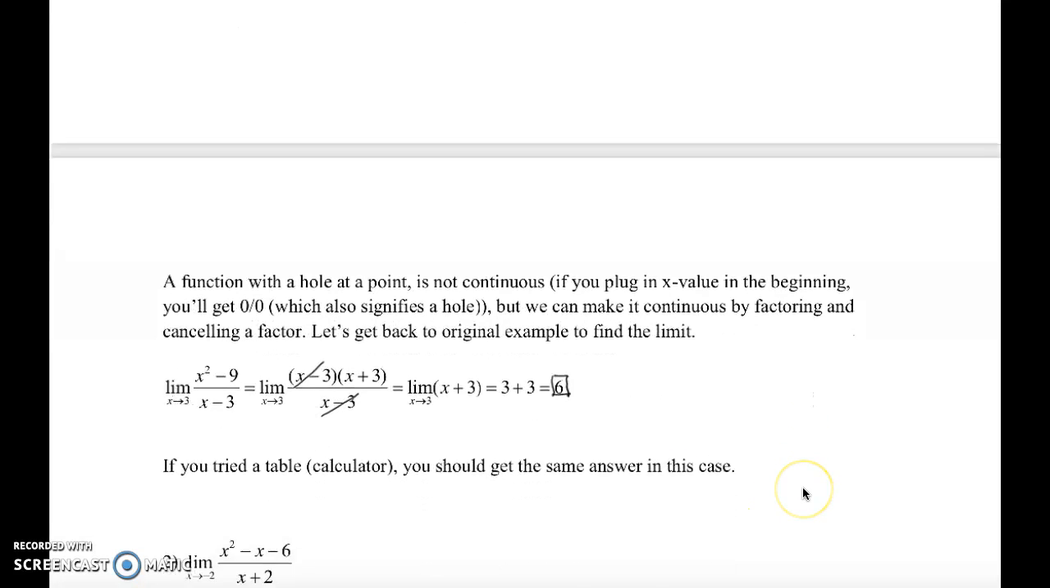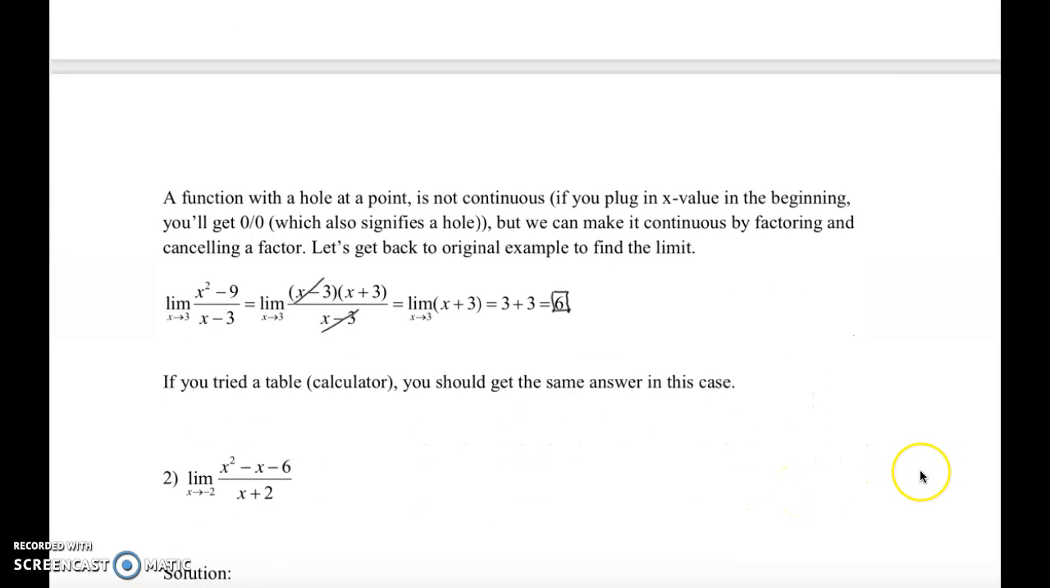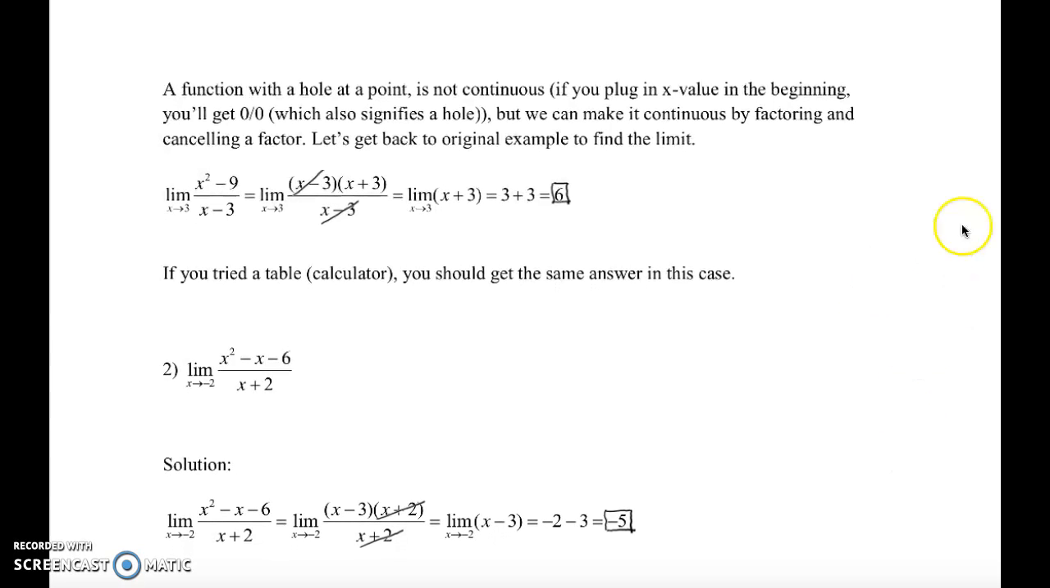Now, if we have a function with a hole, it's not continuous, so if you plug in that x value, you get 0 over 0. Anytime you get 0 over 0, there's a hole or some sort of asymptote going on. You can make it continuous by factoring and canceling. Let's go back to our friend x squared minus 9 over x minus 3. If we find the limit at 3, we have a problem because that makes the denominator 0. If we plug it into the top, we also get 0, so we hit 0 over 0. This signifies that we have an issue.